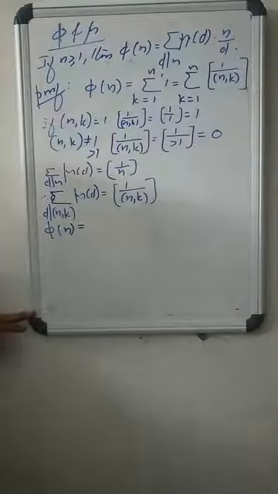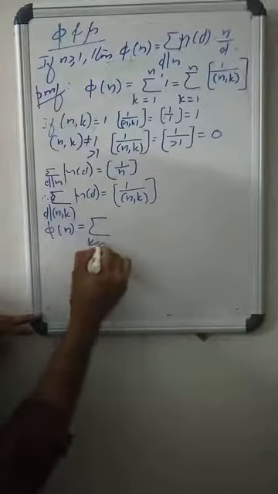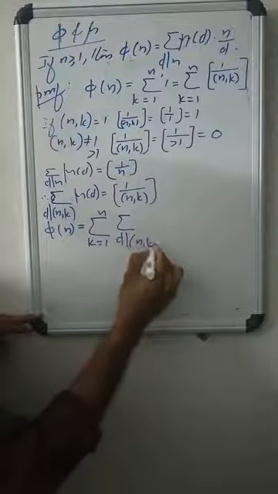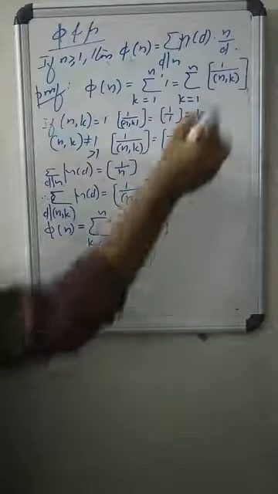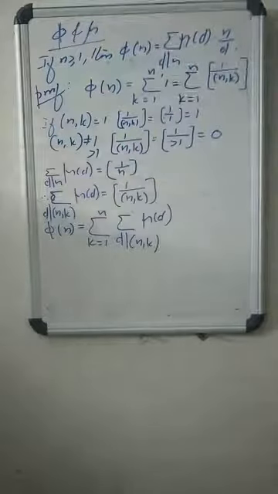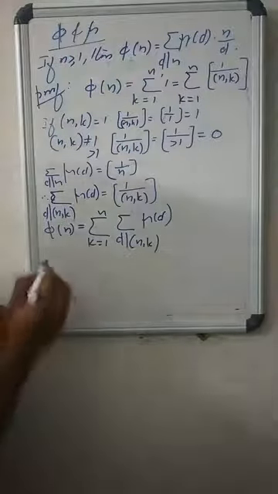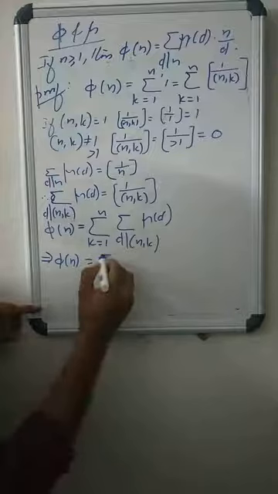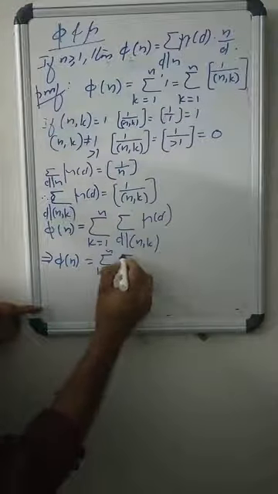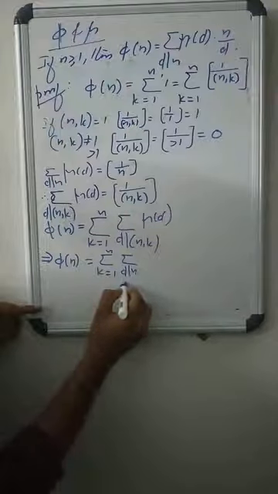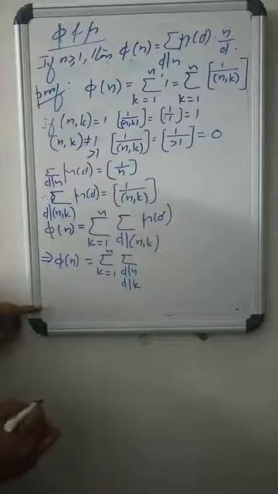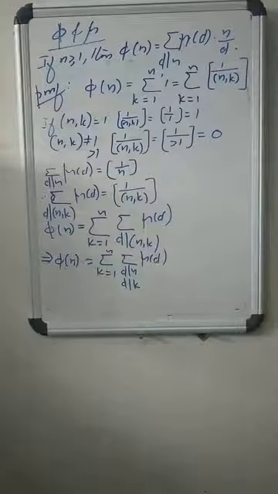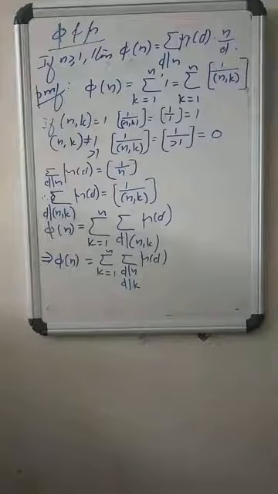So again we can rewrite this phi of n. How? Phi of n equals sigma k ranges from 1 to n, sigma d divides GCD of n and k of mu of d. Therefore, phi of n equals this one. That means phi of n can be rearranged as sigma k ranges from 1 to n, sigma d divides n and d divides k, of mu of d. Since d divides GCD of n and k means d divides n and d divides k.